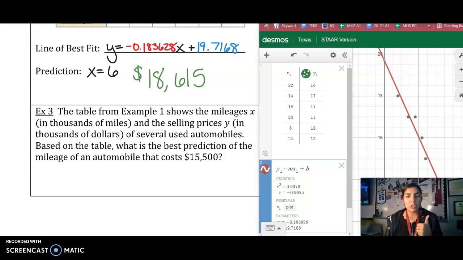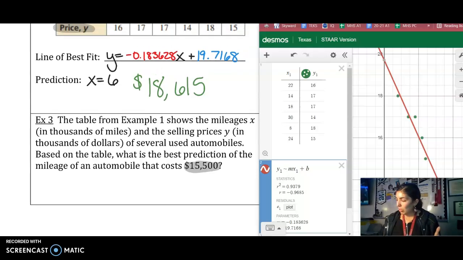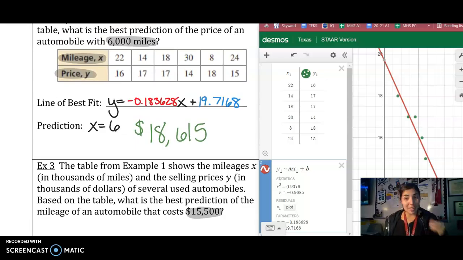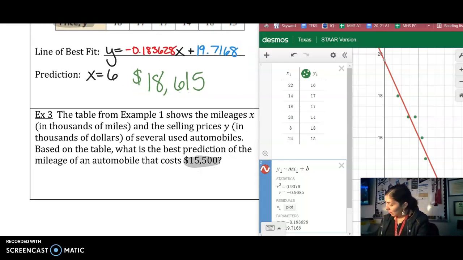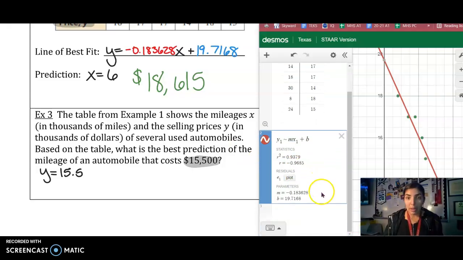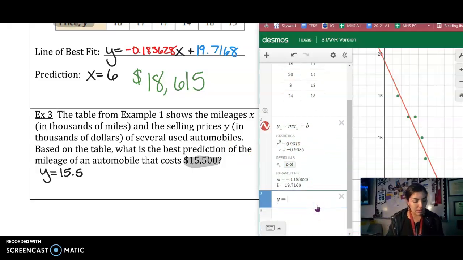Okay, so I've got my table in there, and I already used the fancy equation number 9. Didn't ask me to write the equation here, just wants me to make a prediction. It says, what is the best prediction of the mileage given that it costs $15,500? So they gave me cost. Did they give me an input or an output? Check back at the table. Is price the input or the output? Yeah, price is the output. So they gave me that the output is $15,500. Okay, I can do that. So output is 15.5.